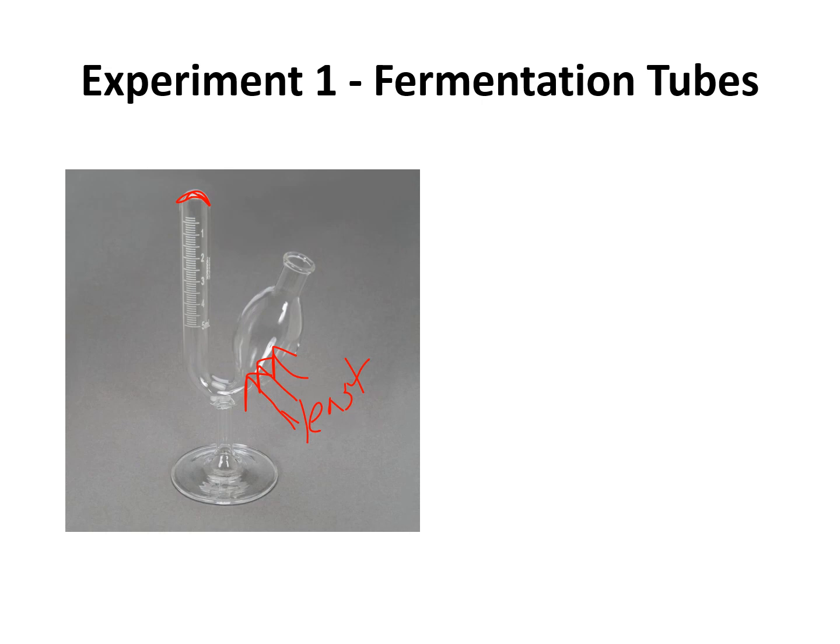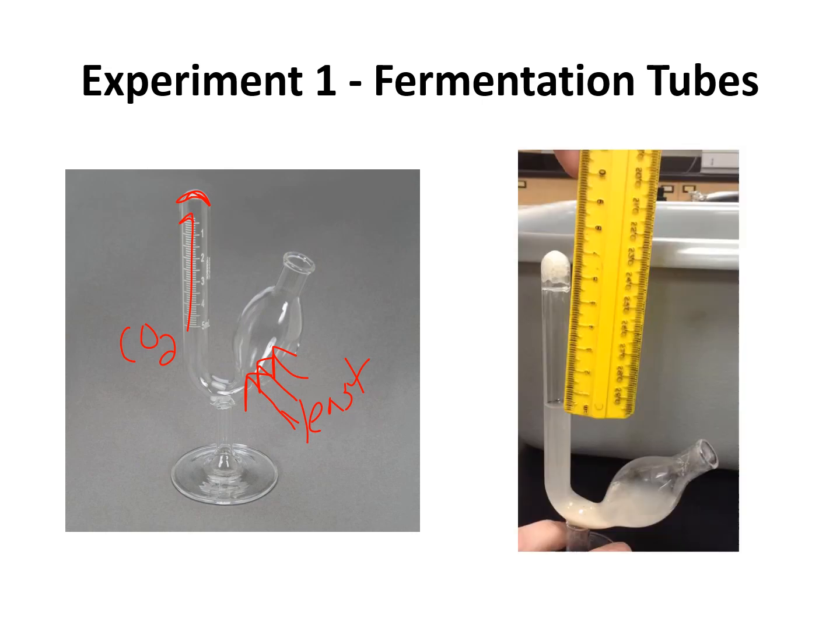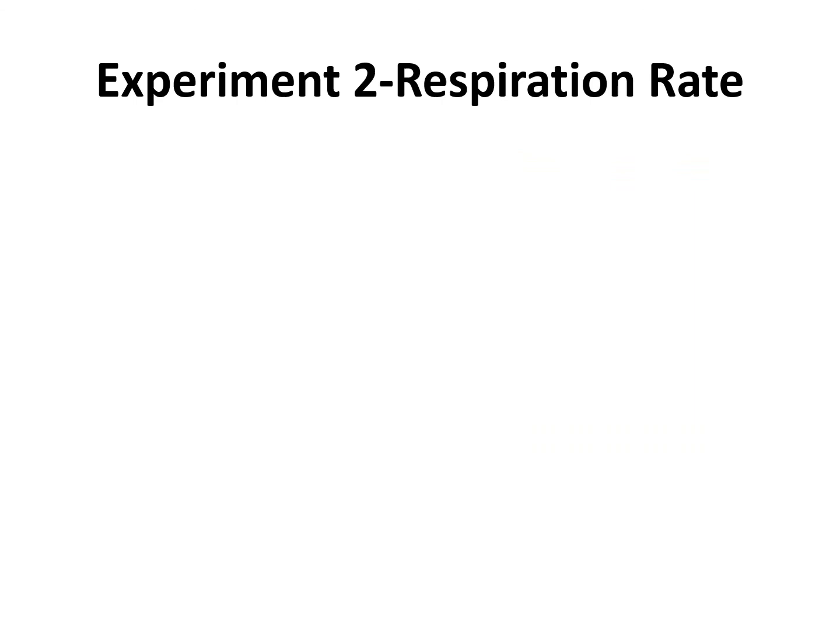Then over time, as the yeast are fermenting the glucose in the solution, CO2 will be produced and it will gather into a bubble at the top of the tube. So this is an example of a bubble of carbon dioxide that was produced by yeast in this fermentation tube, and then you measure the height of the bubble, and that gives you a relative reading of how much fermentation occurred.